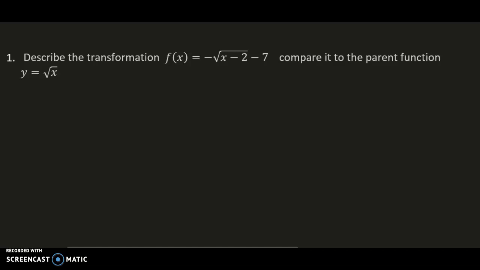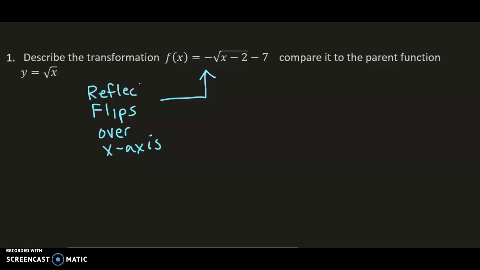It says, describe the transformation of f of x when we compare it to the parent function square root of x. So if you think about what's happening here, this negative out in front, what that does is it flips over the x-axis, or maybe reflects is a better word.